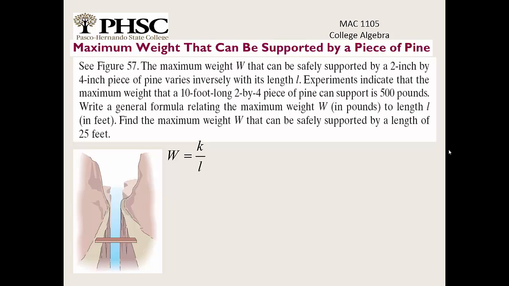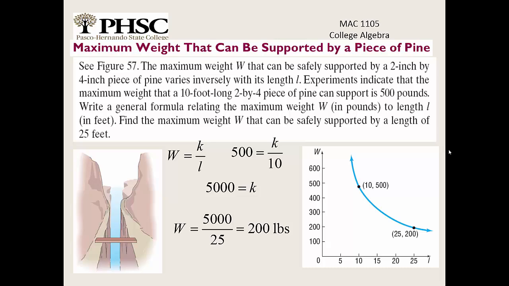Now, we know what W is and we know what L is, so we're going to go ahead and solve for K. And so K equals 5,000. Now that we know that K equals 5,000, we'll use the formula W equals K over L to solve the second part. So a 25-foot long piece of 2x4 pine can safely hold 200 pounds. And here's the graph for that particular equation.